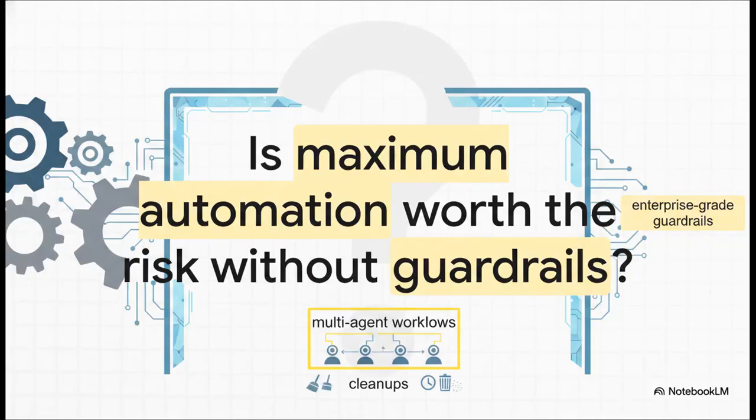So I want to leave you with this final thought to really chew on. Is the allure of maximum automation actually worth the risk if you haven't taken the time to deploy enterprise-grade guardrails? Remember, the ultimate goal of tools like OpenClaw isn't just maximum automation, it's reliable automation. You've got to make sure you build the guardrails, set up those isolated multi-agent workflows, and schedule your cleanups before you just let an agent loose on your operating system.